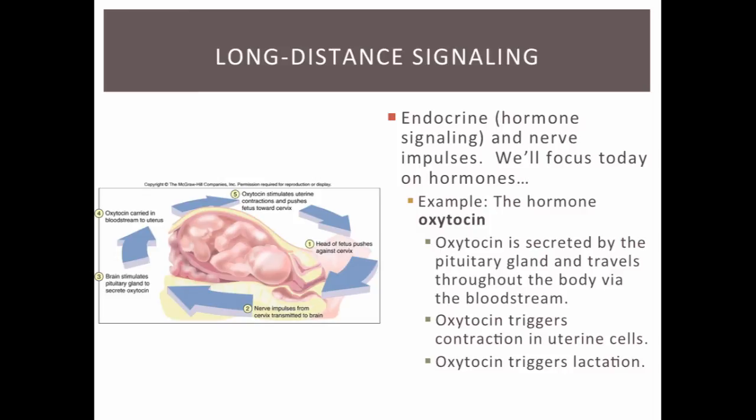The hormone oxytocin is secreted by the pituitary gland on your brain, and it's released into the bloodstream. As blood carrying oxytocin travels past uterine cells, the oxytocin binds to oxytocin receptors on the uterus, and this causes the uterine cells to contract, helping to push a baby through the birth canal. Oxytocin also triggers lactation, or the production of milk in new mothers.